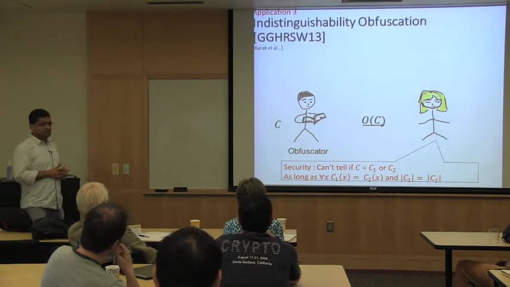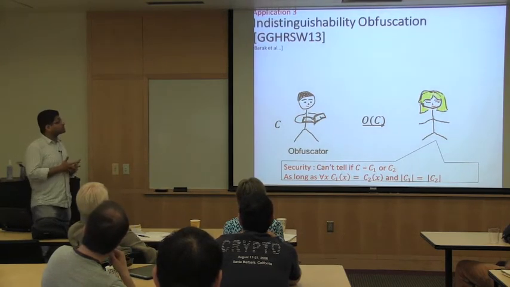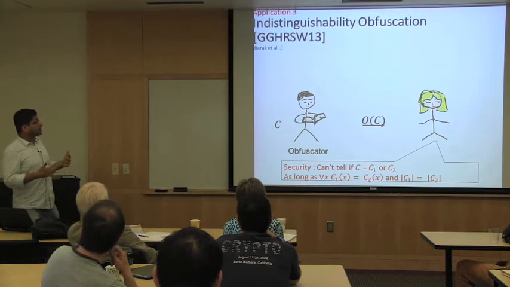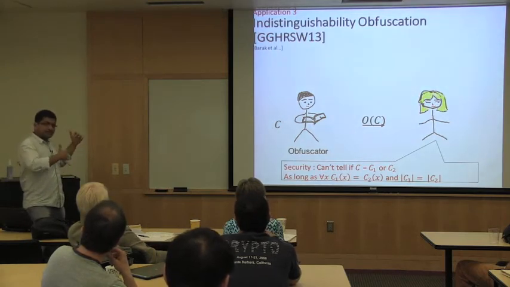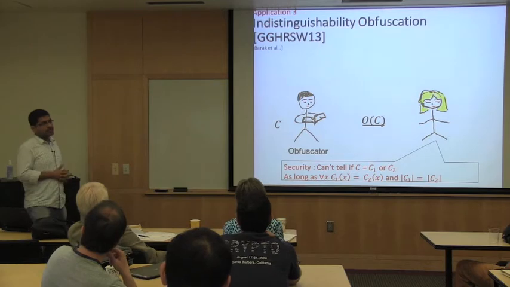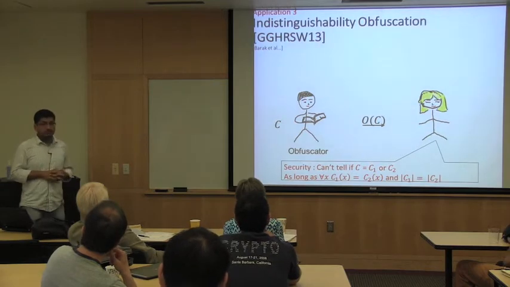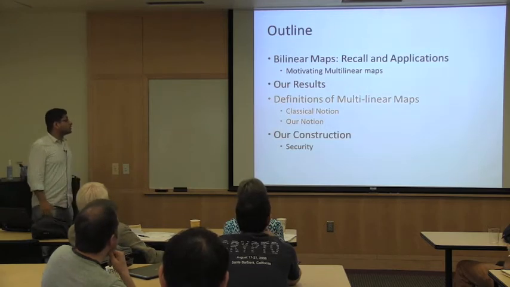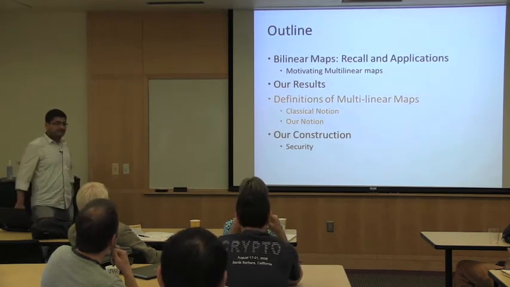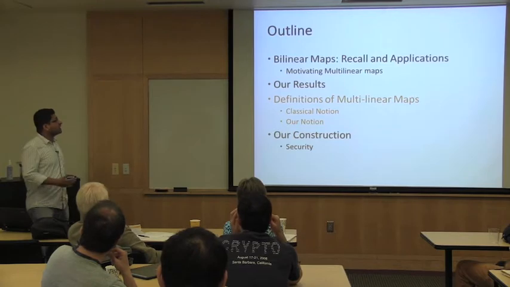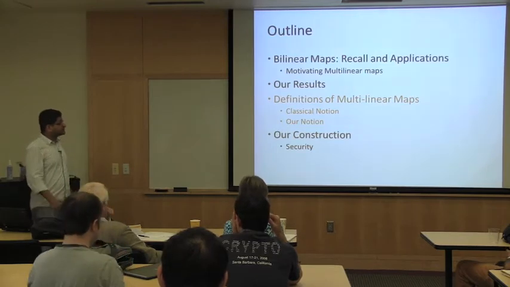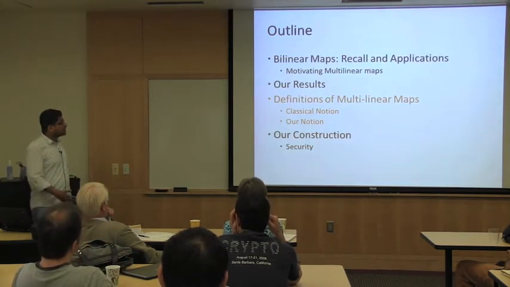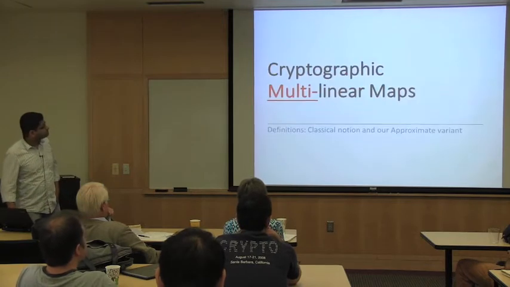The strongest notion of obfuscation, as we know, is impossible to realize. But whatever notion is a weakening which we don't know to be impossible, this is something we can realize. Okay. So let me start now. Hopefully, I've convinced you that multilinear maps are useful. I'll give you definitions for multilinear maps. I'll start with the classical notion. I'll tell you about our notion.